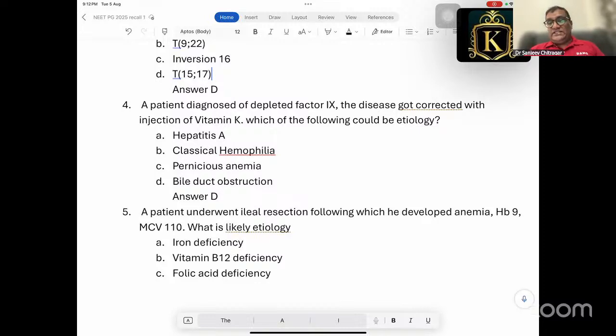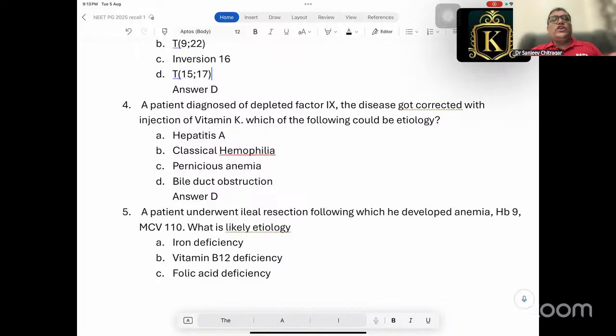Hemophilia is not the answer because that is factor 8 deficiency. Pernicious anemia will not have a bleeding disorder; it will have megaloblastic anemia. Bile duct obstruction will lead to vitamin K deficiency because vitamin K is a fat-soluble vitamin. So vitamin K deficiency could be due to fat malabsorption, whatever the causes of fat malabsorption, which will include bile duct obstruction. Other than that, it can be excessive oral antibiotics, because the gut flora is one of the important sources of vitamin K.